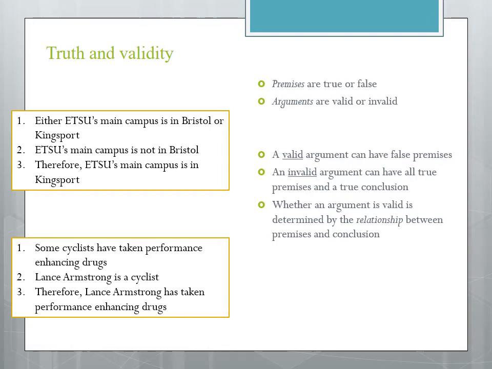So what we've seen with these two examples is that whether an argument is valid or invalid, and whether an argument has all true premises or not, are importantly different questions. Knowing that the premises are all true or knowing that they're not all true doesn't tell us whether the argument is valid or invalid. They're different kinds of quality or property.